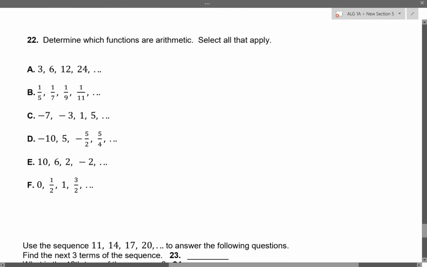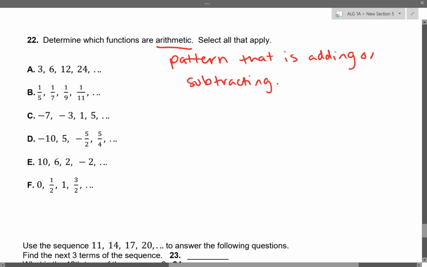Okay. Determine which functions are arithmetic. Select all that apply. So remember, arithmetic means that if they have a pattern that is adding, or subtracting. So I can't be multiplying. So 3 to 6, 6 to 12, and 12 to 24. 3 to 6 is, well, I would add 3. But 6 to 12 is not adding 3. So this one would not be arithmetic.